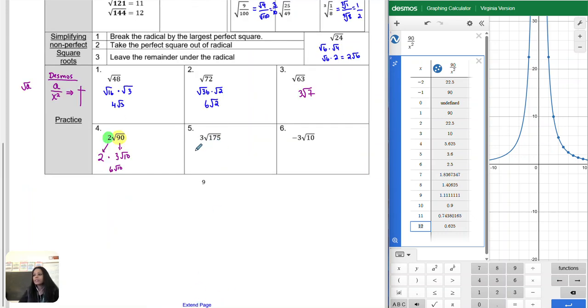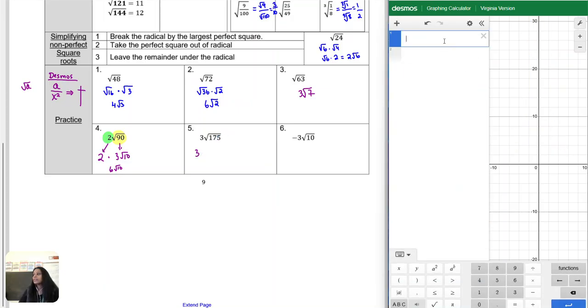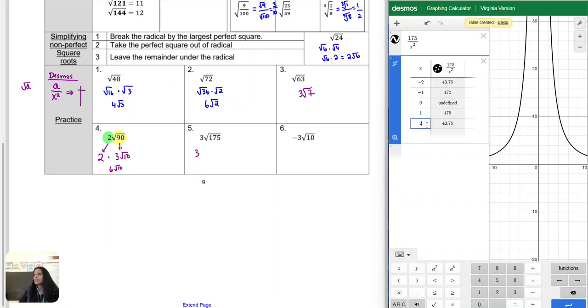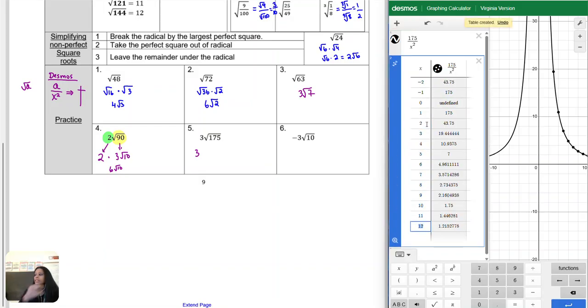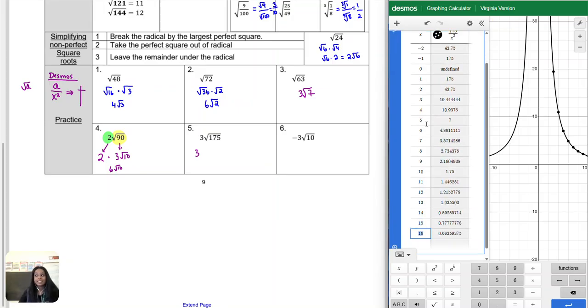Same thing here. I'm going to leave the number 3 out here alone, and then I'm going to do 175 divided by x squared. Turn it into a table. Click on the last button. Enter until you get to the zeros, okay? And then you go up: 5 square root of 7. So 3 multiplied by 5 square root of 7. 3 times 5 is 15 square root of 7. Okay, and then the negative 3, leave that alone.